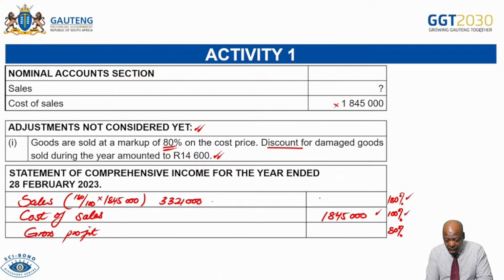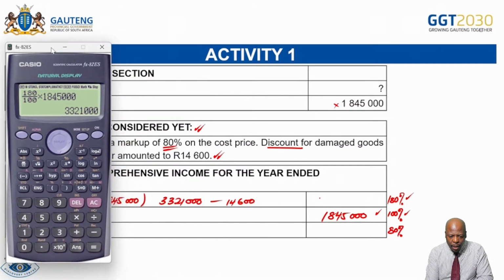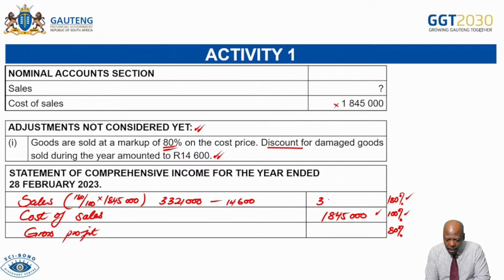Then I'm going to come in, I'm going to say minus 14,600. So that is discount for damaged goods. So I'll come here then, I'll say minus my 14,600. That is the discount for damaged goods. And then I'm going to end up with 3,306,400. So I'm coming here, it's going to be 3,306,400 like that. Remember, your cost of sales is in brackets, and then you are going to end up now with your gross profit.